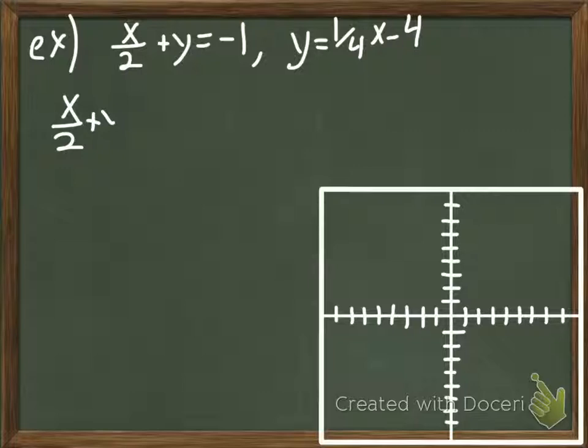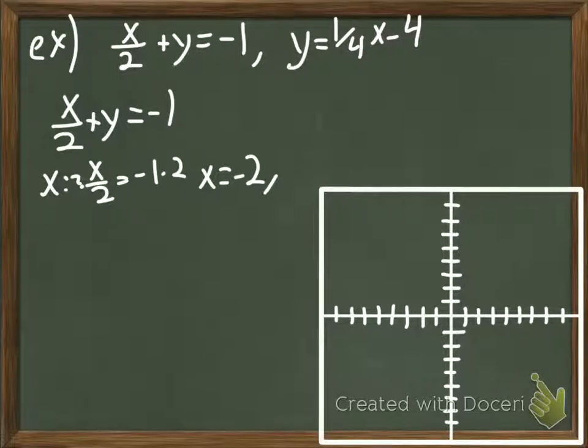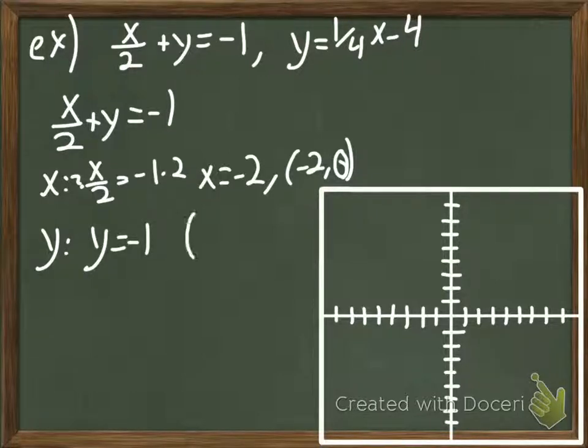So we have x over 2 plus y equals -1. To solve for the x-intercept, we're going to let y equal 0. Then we multiply by 2, and we get that x equals -2. So the point's -2, 0. For the y-intercept, we let x equal 0, so we see that y equals -1. So we get 0, -1. And then we just graph.